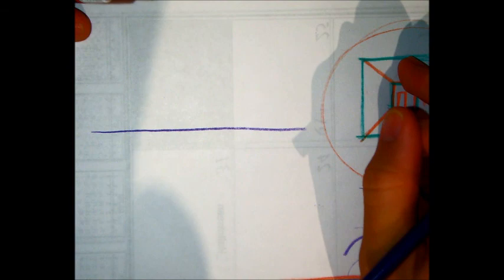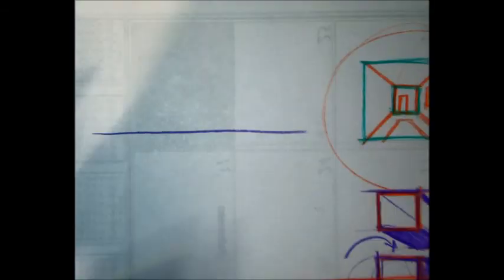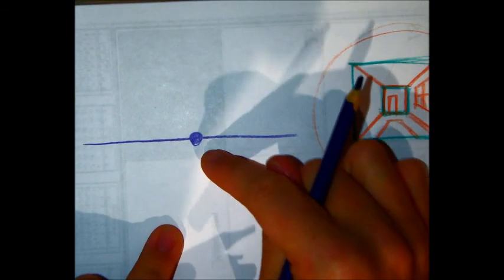What I want you to do is this. This time, draw that same line. That's going to be a horizon line. Just a quick little line. This time, I want you to draw a dot right smack in the middle of that line. We'll say again, that's our focal point. Horizon line, focal point. Okay?